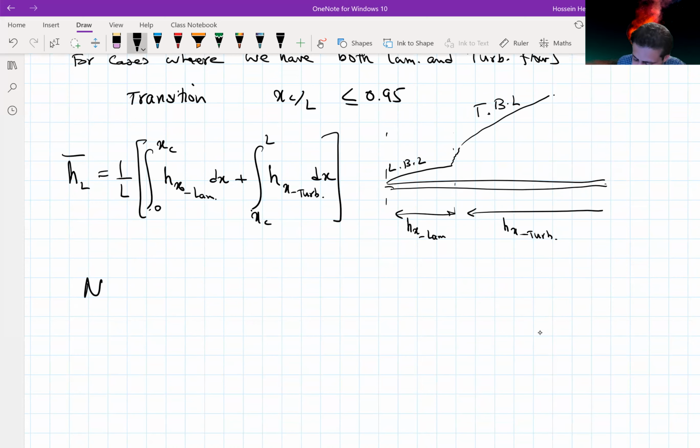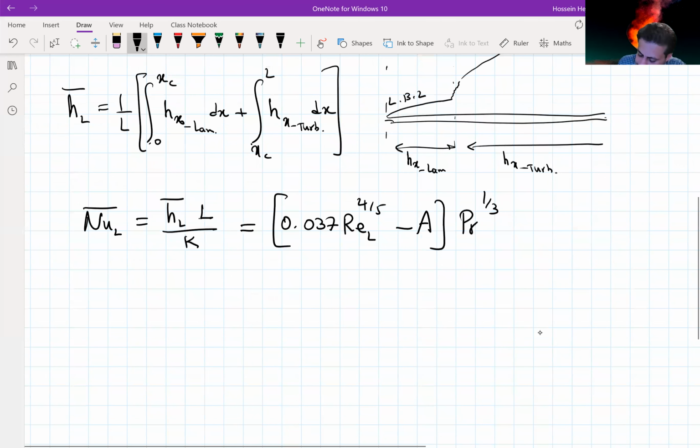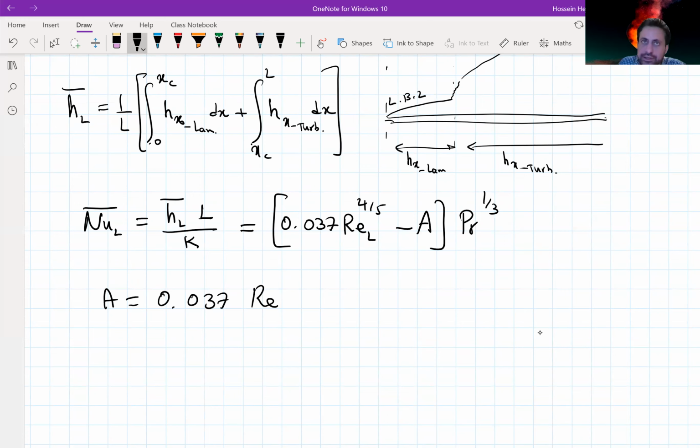So Nusselt number of L, which is average HL, L over K, is going to be 0.037 Reynolds number L to the power of 4/5 minus a value called A, Prandtl 1/3, where A depends on the critical Reynolds number, which is 0.037, Reynolds number evaluated at the point xc to the power of 5 over 4 minus 0.664, Reynolds number evaluated at xc to the power of half.